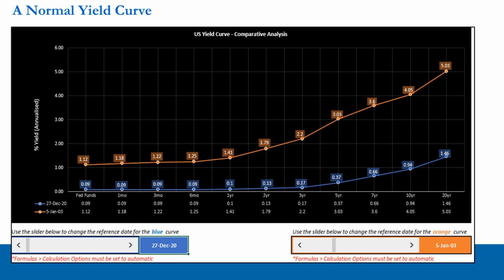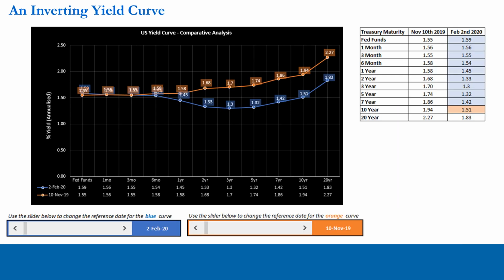Just go back in time and have a look at different moments in time and plot the yield curves. It's actually fun, and it's a good lesson in economic history, and of course, a good lesson in financial markets history. So let's have a look at a yield curve that's actually in the process of inverting.